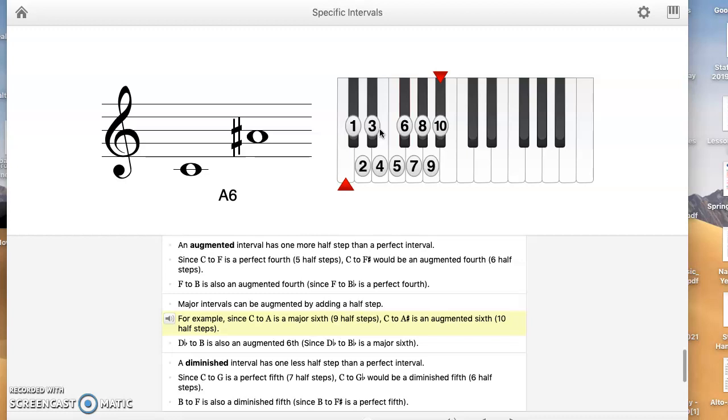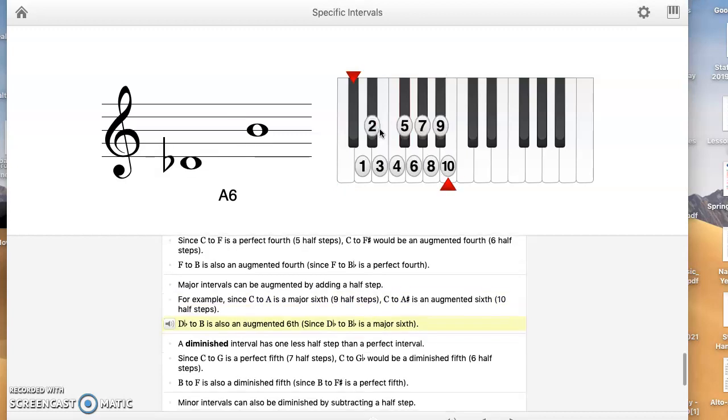Okay, from C to A sharp is an augmented sixth. It has 9 half steps. D flat to B is also an augmented sixth. Usually we call this a minor seventh, but it's the same thing.